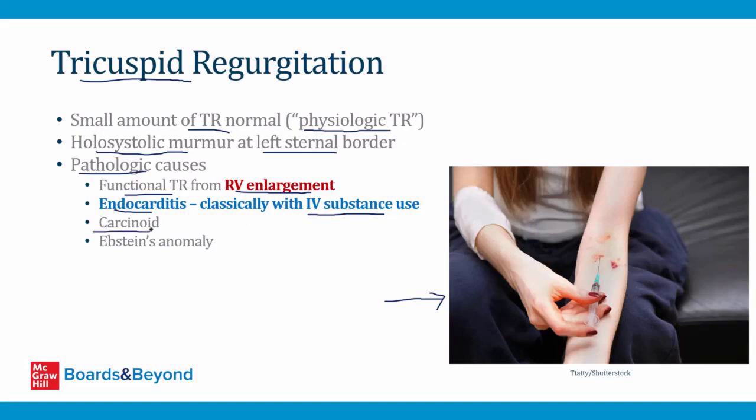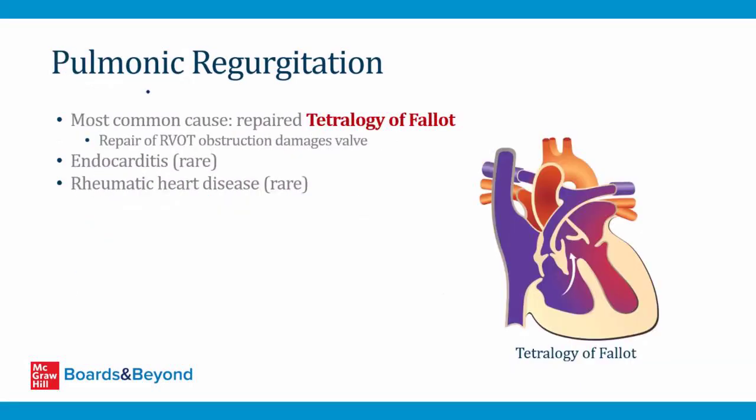Carcinoid heart disease, which I mentioned earlier, can affect the tricuspid valve, leading to regurgitation. And then finally, in the videos on congenital heart disease, I talk about Ebstein's anomaly, which is a congenital heart condition where the tricuspid valve is displaced and not in its normal location, and patients with that condition commonly have tricuspid regurgitation. And then I'll finish by talking about pulmonic regurgitation, which is a very rare valve disorder.